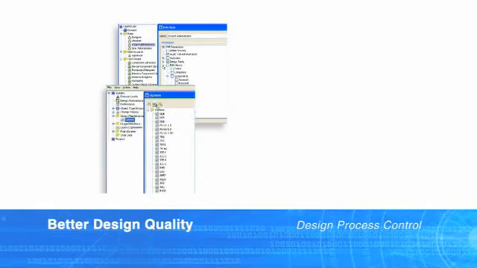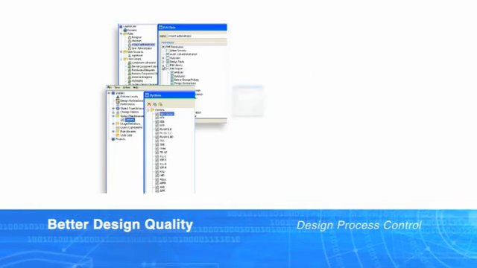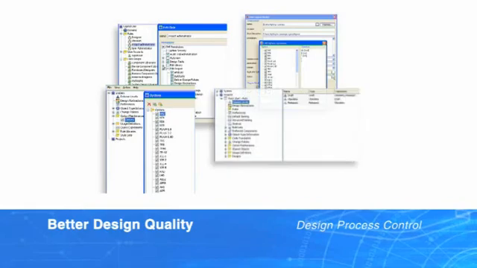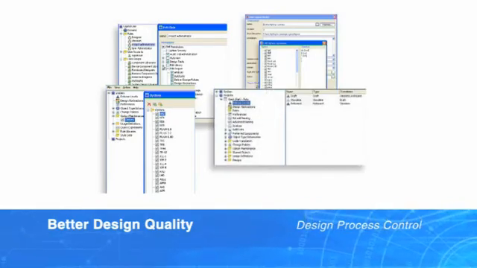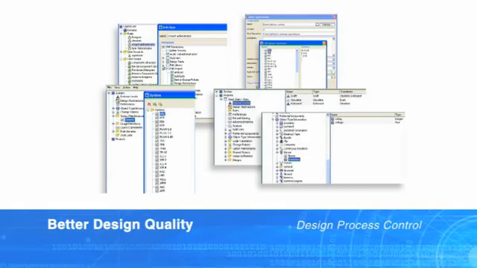Extensive design process control facilities, such as release processes, design revisions, and effectivity, mean that engineers get to do what they're good at, be creative. And CHS does what it's good at, communicating data where it's needed and enforcing constraints when required.